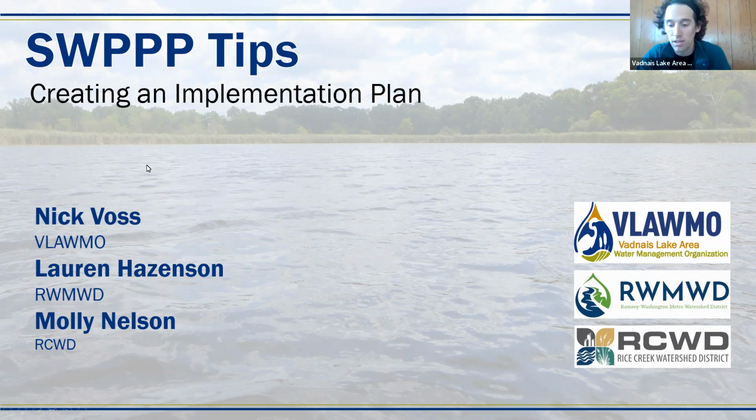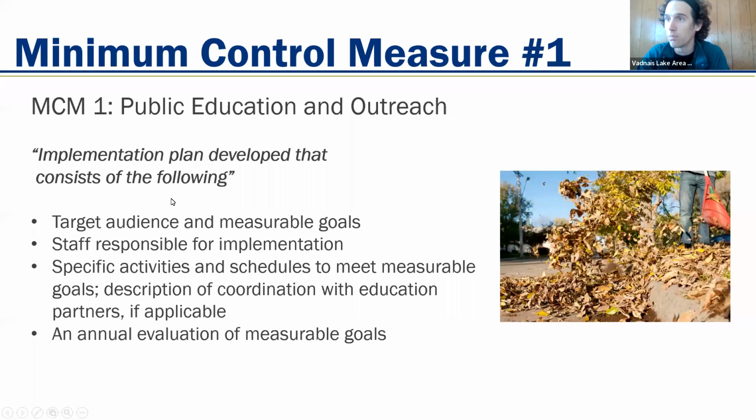Great. And this PowerPoint is available by request. As you'll notice, there are tools and planning resources right here in the PowerPoint itself. Like I mentioned, this is part of minimum control number 1, public education and outreach. The MS4 permit asks for an implementation plan that is developed and consists of the following. So these are the things that we're going to put together into the draft hypothetical plan.